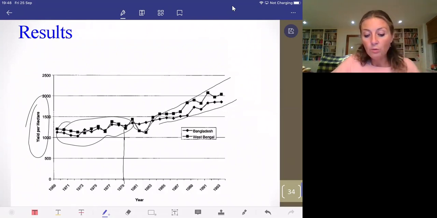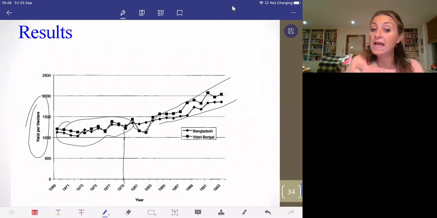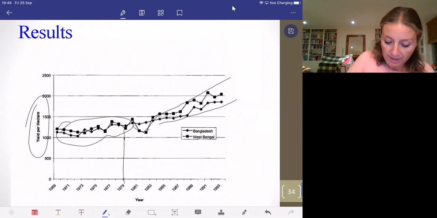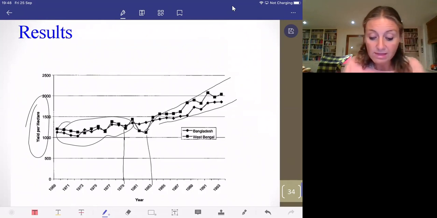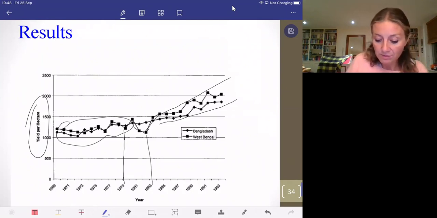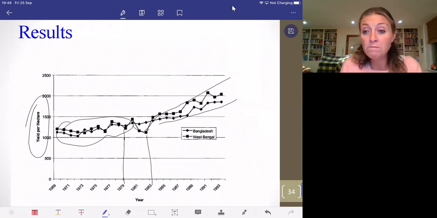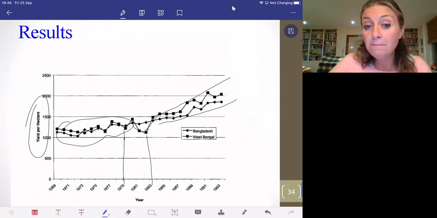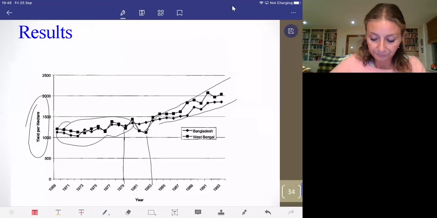So it took a little while for the reform to get implemented, probably something like 3 or 4 years. But then after that, up to 1993, so for the remaining 10 years, the West Bengal area performed significantly better compared to the Bangladesh production.